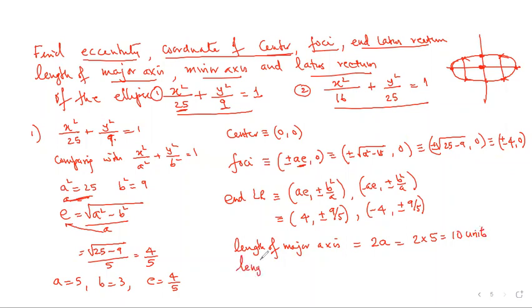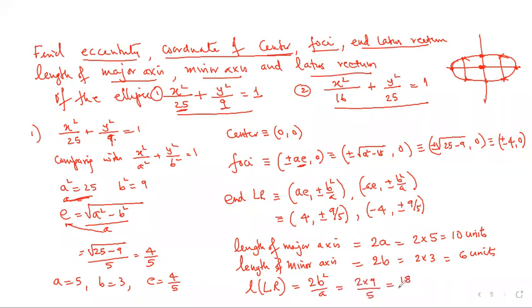Length of minor axis, that is 2B. So 2 into 3, that is 6 unit. Length of the latus rectum: 2B square upon A, 2 into 9 upon 5, so 18 by 5 unit. I hope you understood how to calculate.